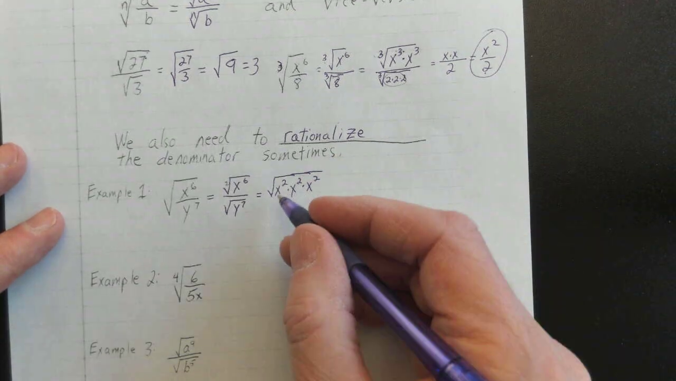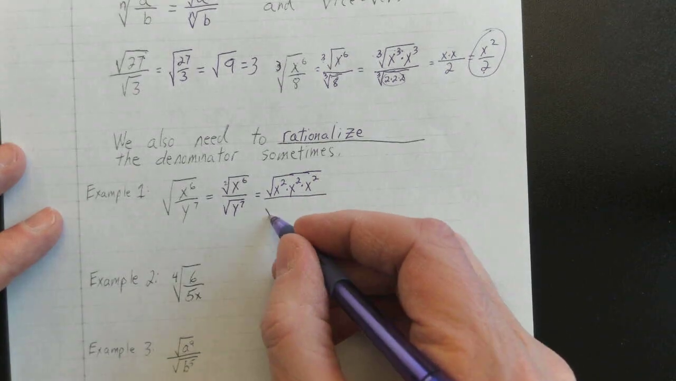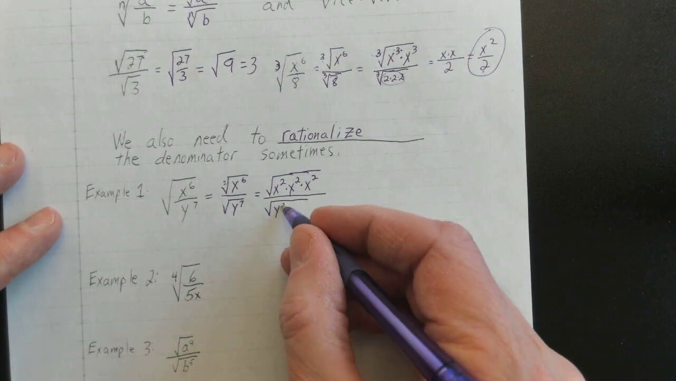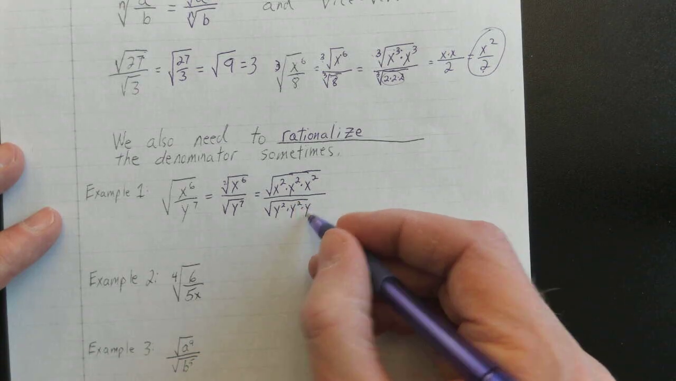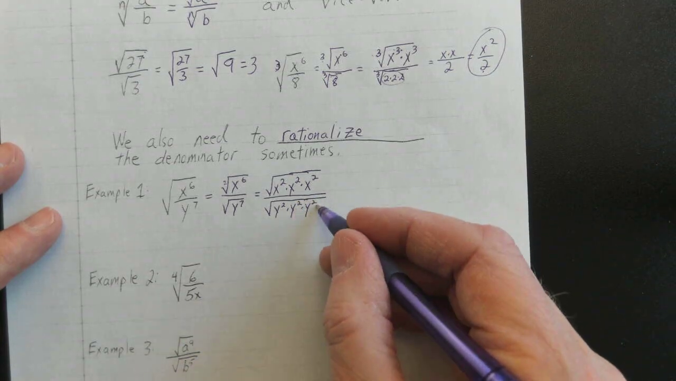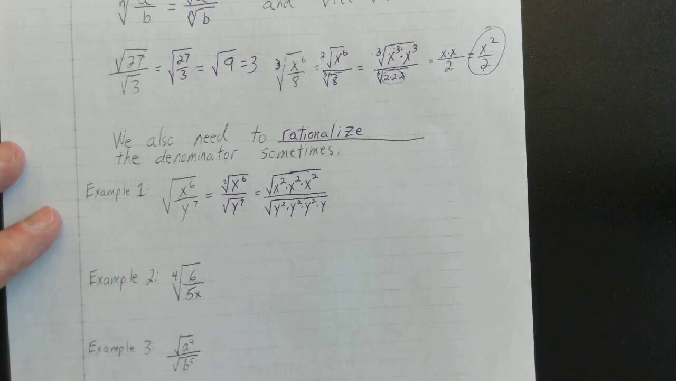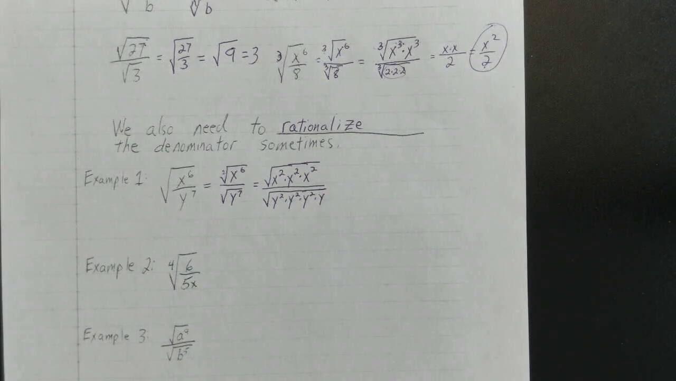Okay, so I've got x to the 6th. Now let's do the same thing with y to the 7th. There's 2. Y to the 4th. There's 4. That's y to the 6. I need another y, though, for y to the 7. Is everybody good with how I'm factoring this?